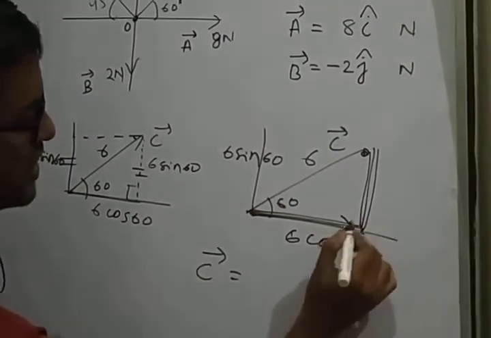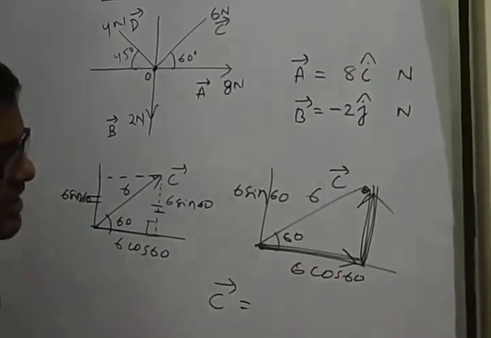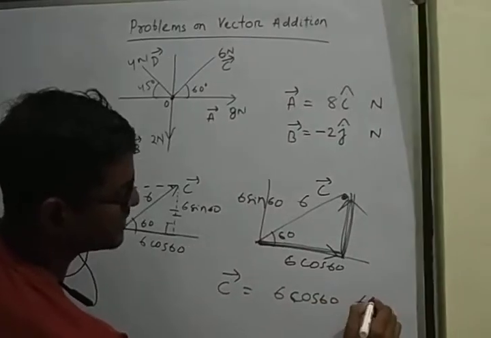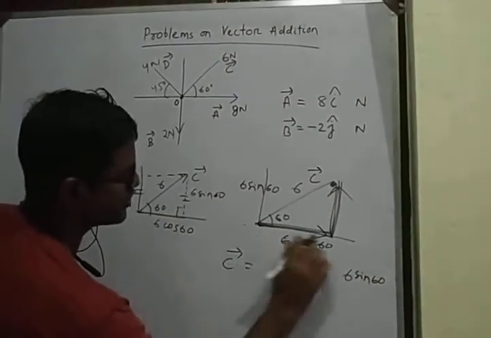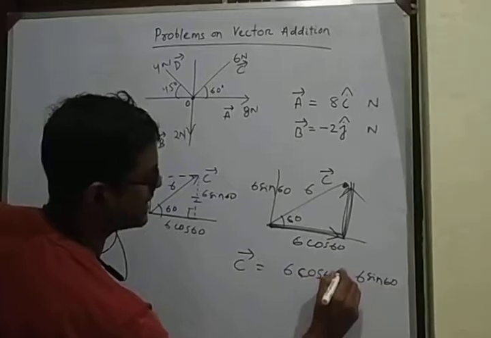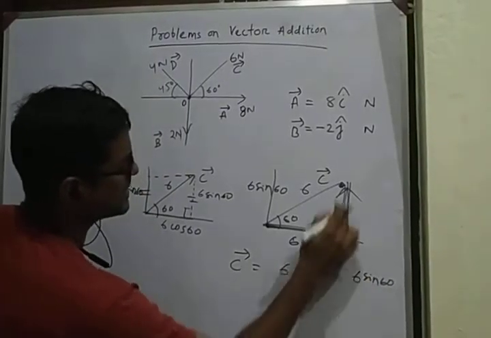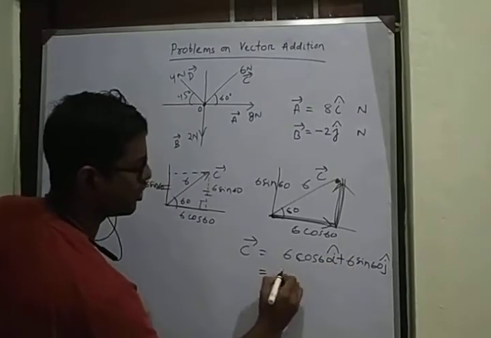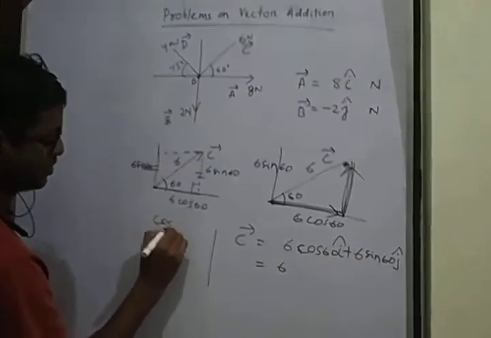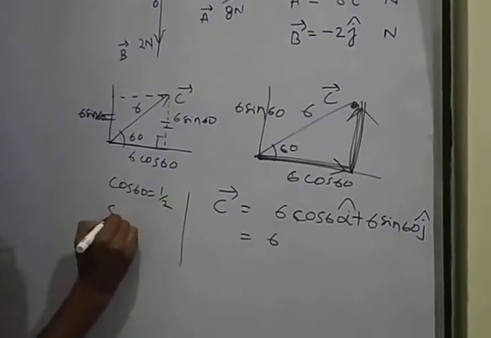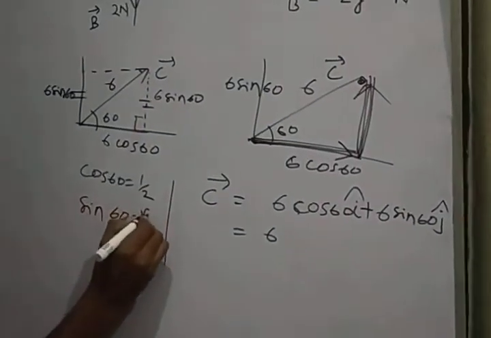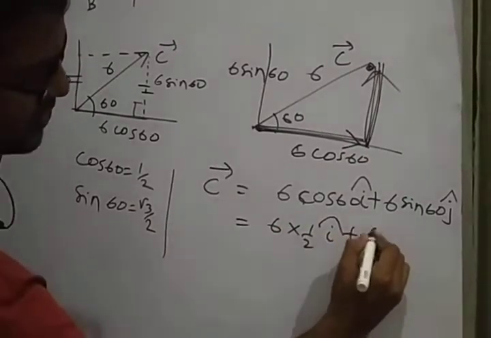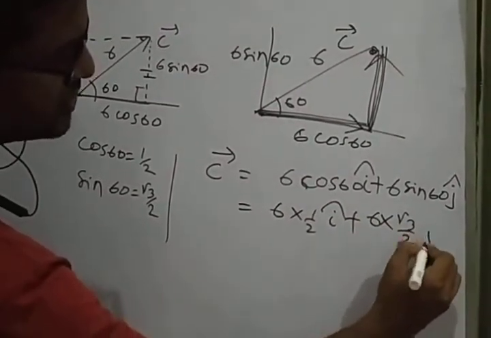So 6 cos 60 i cap plus 6 sin 60 j cap. First you write 6 cos 60, then write 6 sin 60. Now 6 cos 60 is along the positive x-axis, i cap, and 6 sin 60 is along the positive y-axis, j cap. Now this is plus. You know the cos 60 value: cos 60 is 1 by 2, sin 60 is root 3 by 2. So 6 cos 60, 1 by 2, i cap plus 6 sin 60, root 3 by 2, j cap.